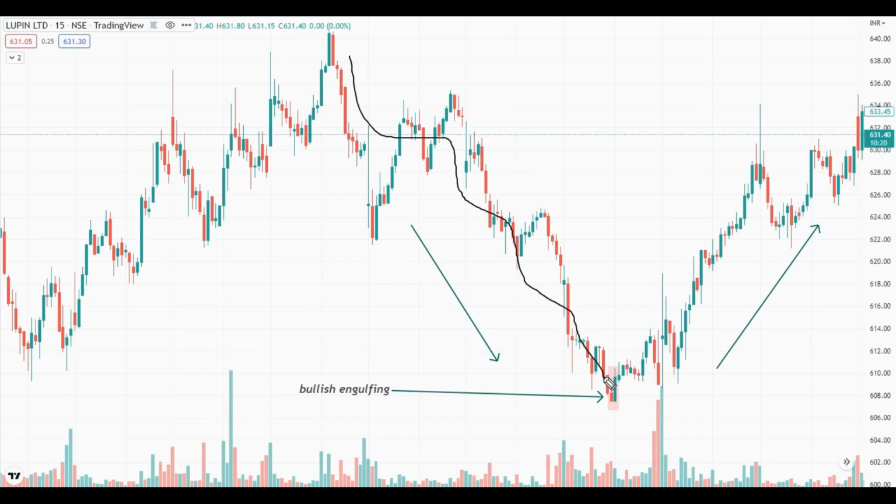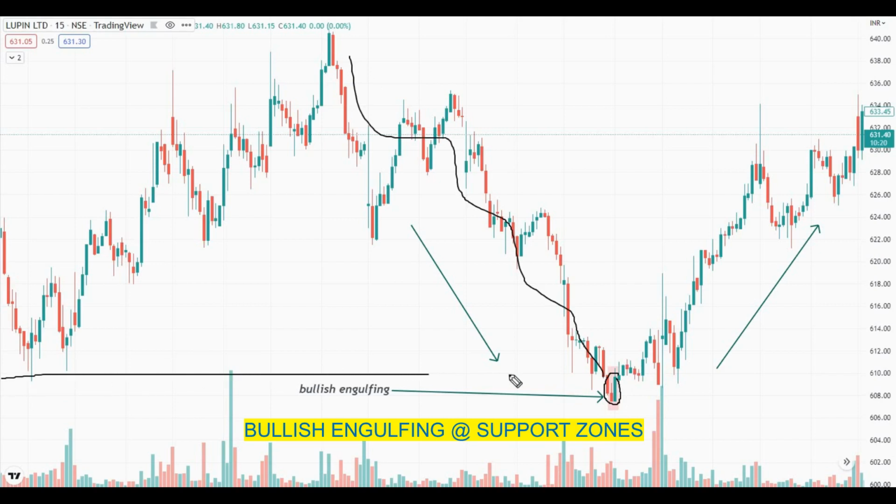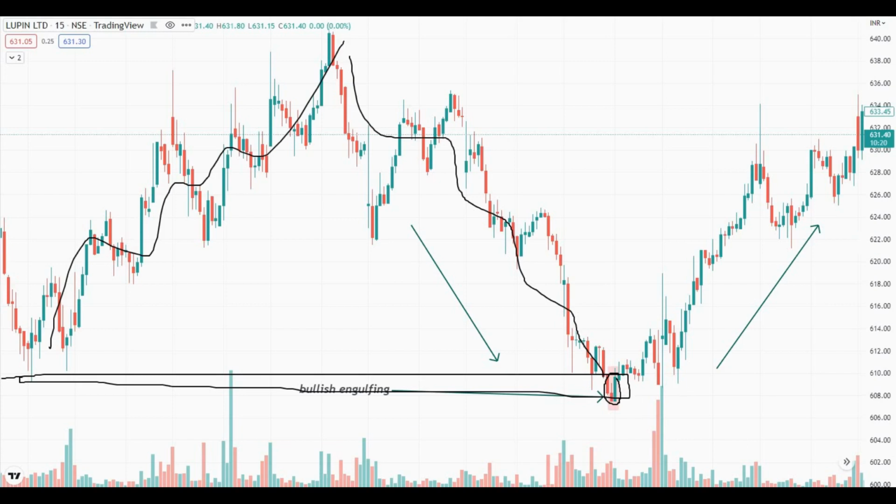Prices were in a downtrend, but then a bullish engulfing pattern forms right at the support levels, from where the market aggressively shot up towards the upside previously. So always try to combine market structure, trend, volume, and then a candlestick pattern. See how beautifully it works.